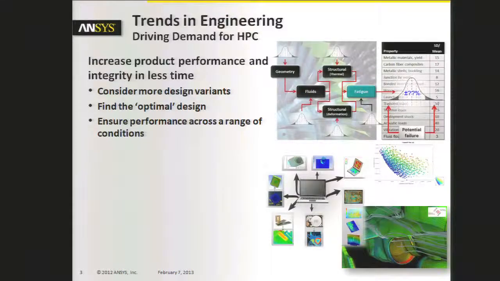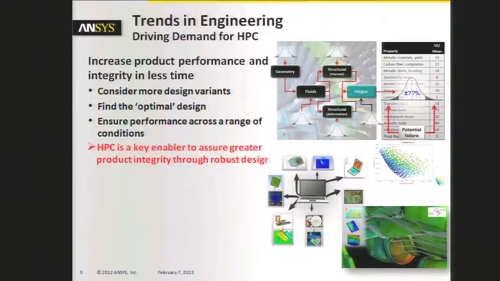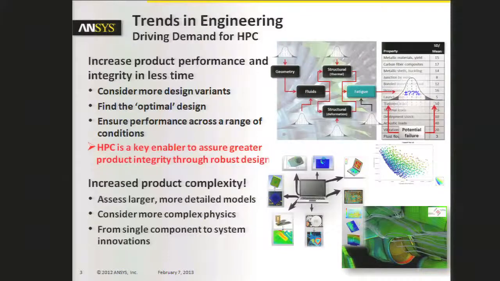So to highlight a few of the trends, just jumping into the topic, this slide really captures two of the most important things underway right now within our customer bases: the focus on product integrity and also the increasing product complexity. I can synthesize this. This is saying doing more and doing more complex work, more and bigger type problems.